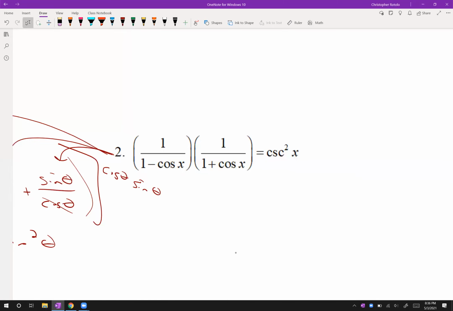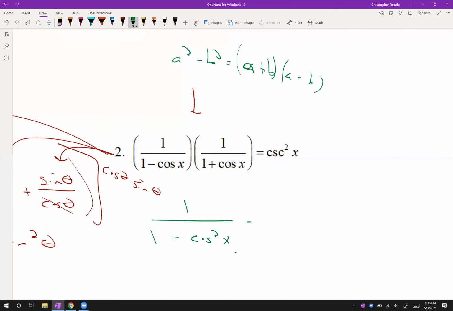In our second one, what I notice right here is we have conjugates, right? We can work with this as kind of like thinking of difference of squares, right? A squared minus b squared is going to give me a plus b and a minus b. So I can put this together by multiplying. So I'm going to get 1 on top. On the bottom, we'll FOIL this together, and I'll get 1 minus cosine squared x. Notice we changed x and theta out here. And that's going to give me cosecant squared x.